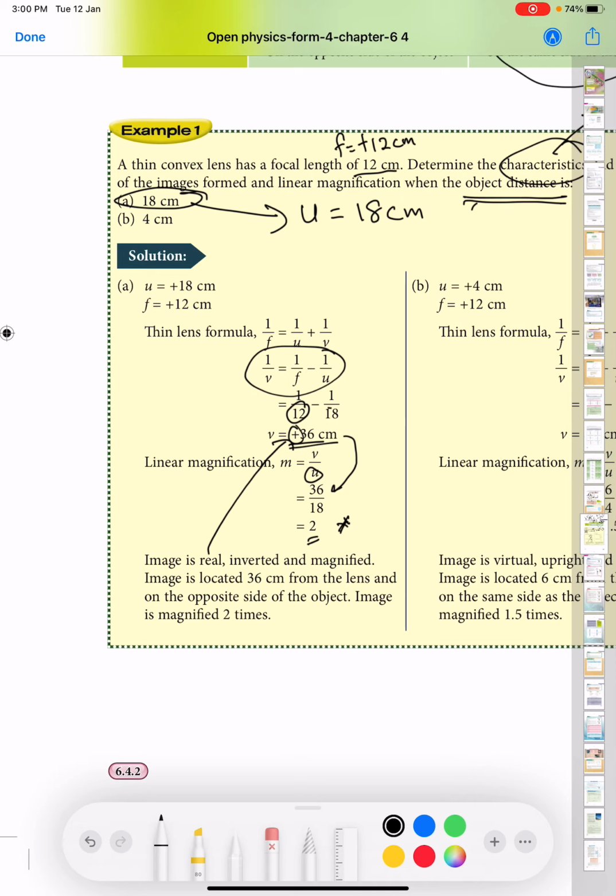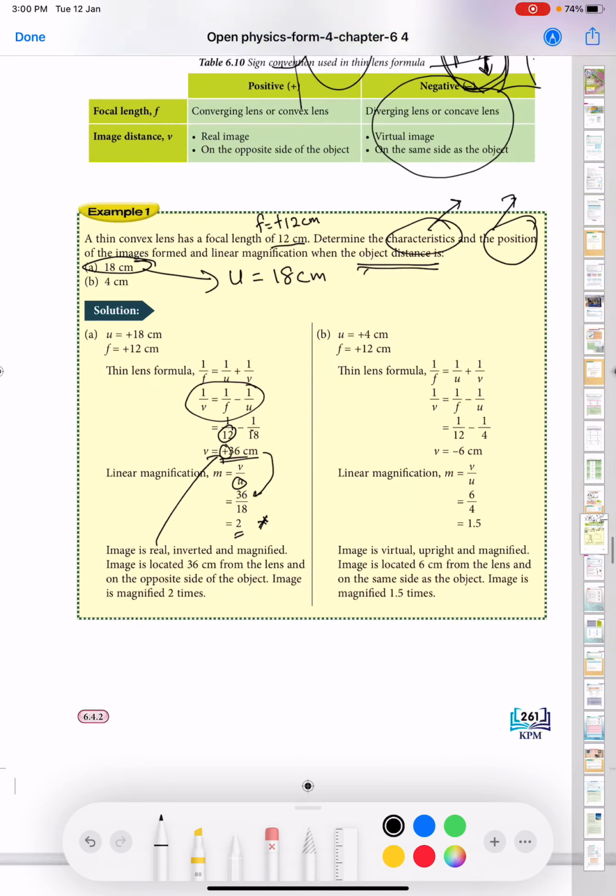The image is located 36 cm from the lens and on the opposite side of the object. The image is magnified 2 times. This is all the characteristics given. Okay, so check it out. If you have any problem, you can contact me. So you try question B as well, okay, on your own. Thank you.